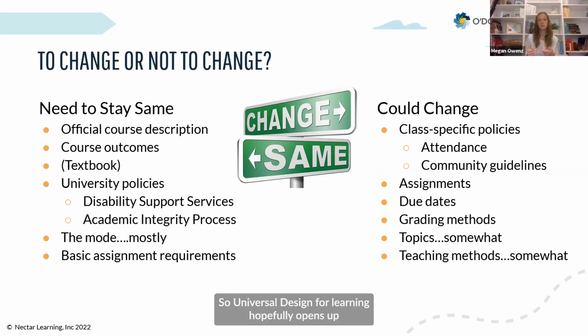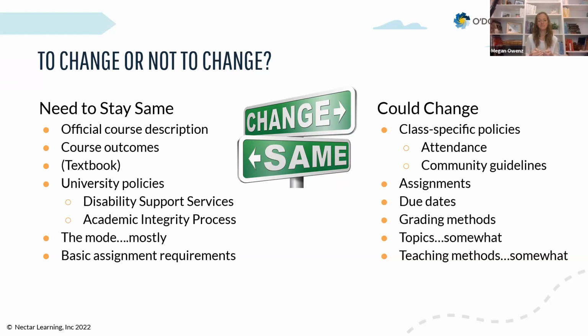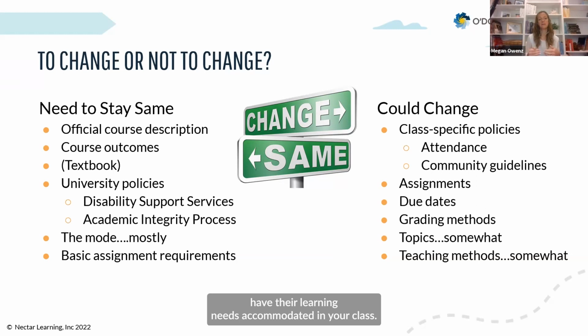So Universal Design for Learning hopefully opens up your class to the over 60% of students with disabilities in higher education that don't register with disability offices, so that they can still have their learning needs accommodated in your class. But certainly if the students are registered with the DSO and have accommodations, they absolutely should present those, and I would of course comply with them. Similar for the academic integrity process that we have at the university, we have a process that is designed to protect both the student and the professors.